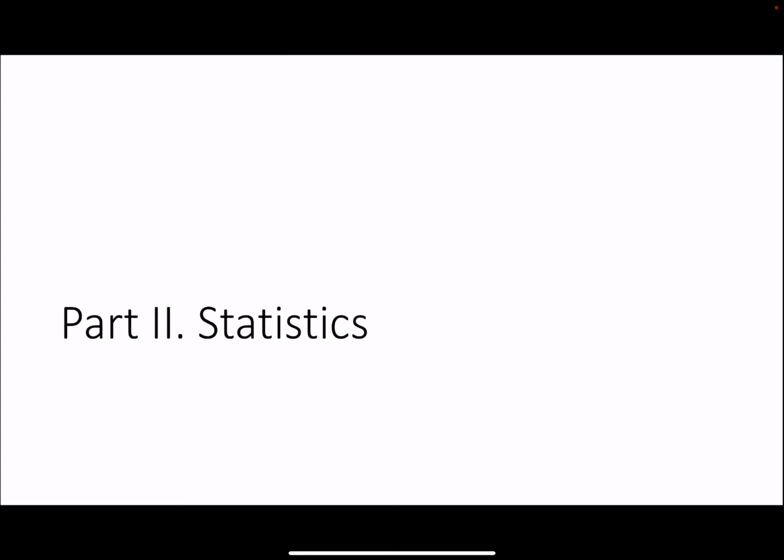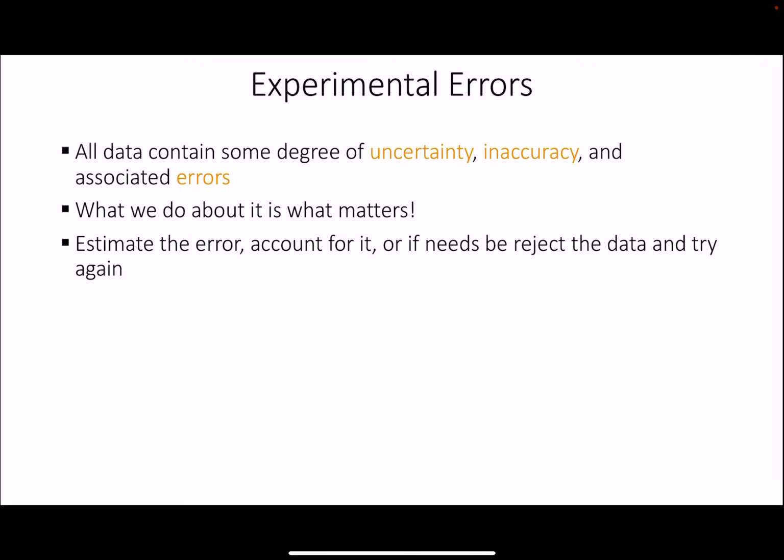Okay, so moving on to statistics. There is always going to be some type of error inherent in the analyses that you are doing. So there's some degree of uncertainty, inaccuracy, and associated error. That is not the problem. The error existing isn't the problem. The problem is, what do you do about it, right? That's the part that actually matters. It's fine that the error exists. The important thing is to estimate it, account for it, be transparent about it when reporting the data, or if need be, reject it and try a new analysis.